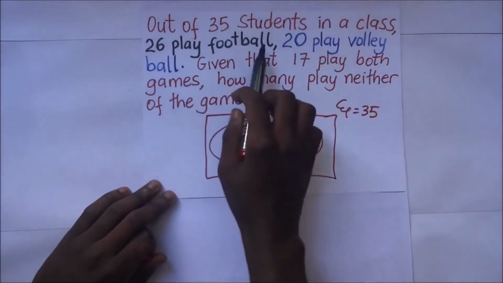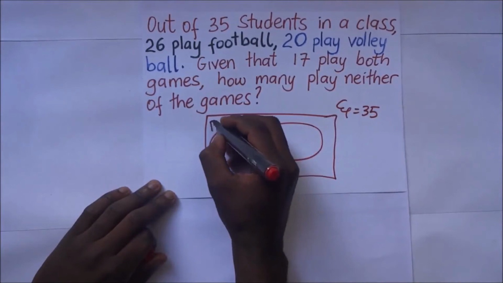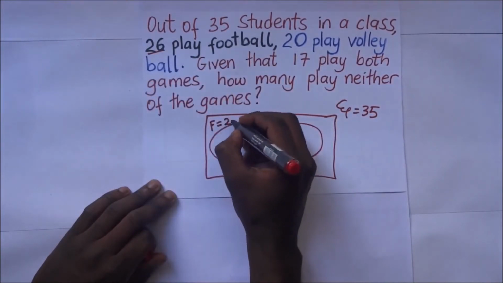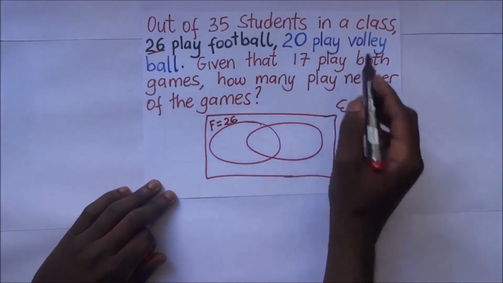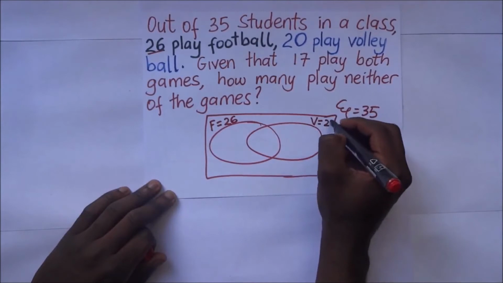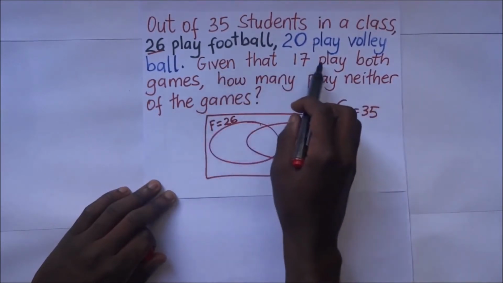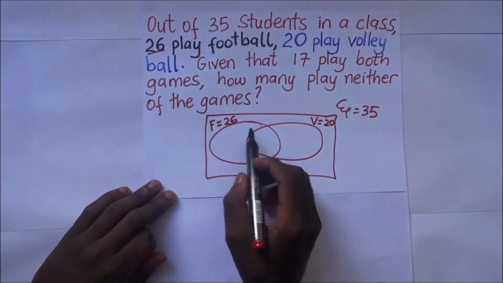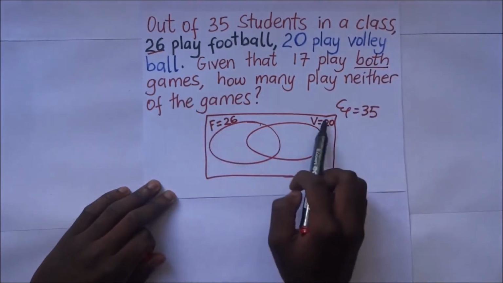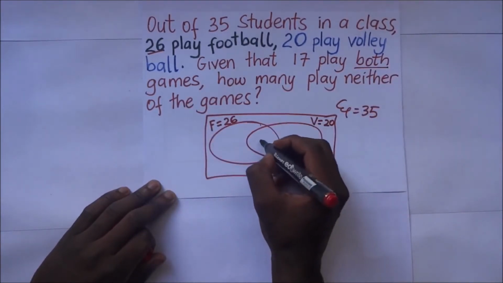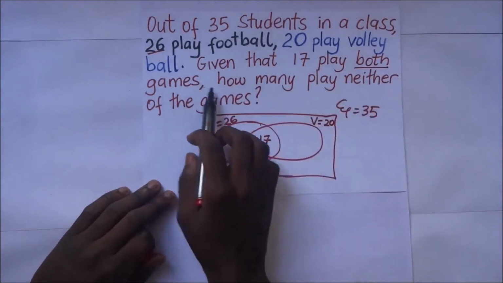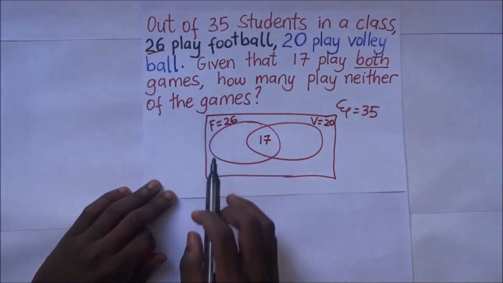In a class, 26 play football. So those that play football are 26. So football is 26. 20 play volleyball. So those that play volleyball are 20. Given that 17 play both games, so in the intersection, when they say both games, it means both football and volleyball. So those ones are in the middle here, 17. They play both games.